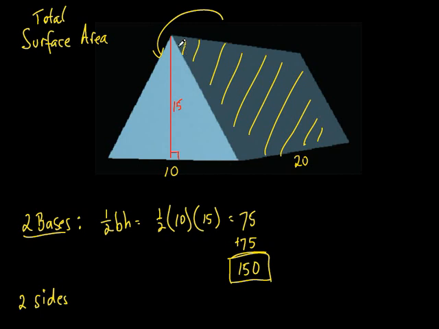I guess we have to make a little assumption here. We have to assume that this is probably an isosceles triangle. So let's do that. Let's make that assumption. It's an isosceles triangle. I hate to do that, but I probably should have told you that right off the bat.